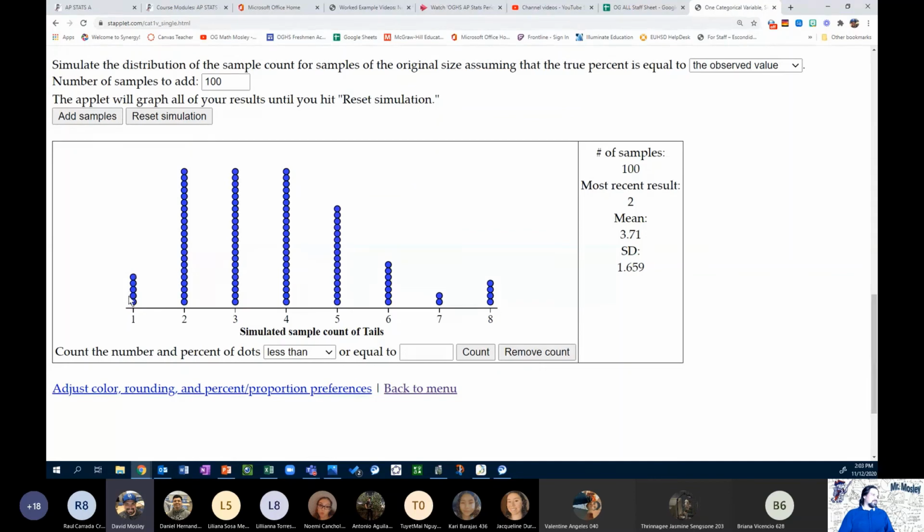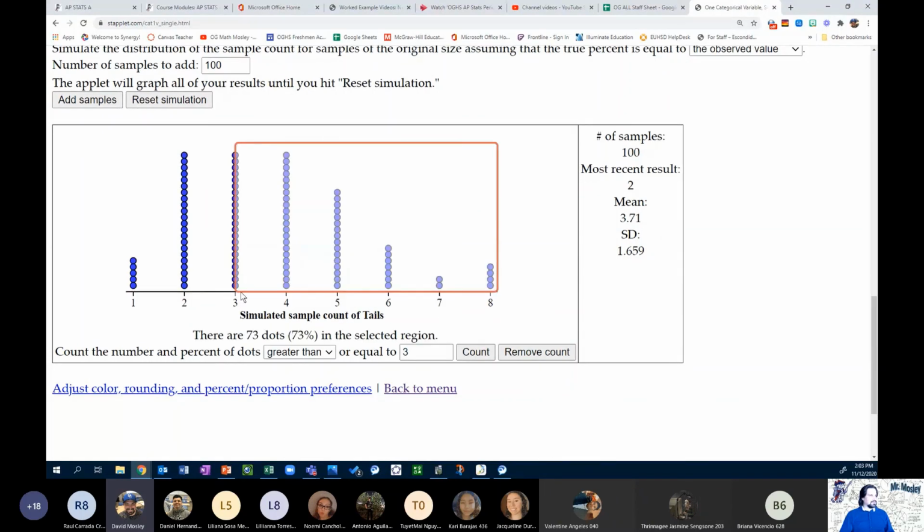So each of these represents, okay, well, there was 1, 2, 3, there's 5 times where only one tail was observed, right? There was 4 times where 8 tails were observed in 10 flips of a coin, right? 2, 3, and 4 seem to be the most common. But here's what else we can do. I can say, okay, count the number and percent of dots greater than or equal to 3. That's what I've been asked about. What's the probability of getting 3 or more, right? And then so we're at 3 or more, and we're going to count. So it shows me 3 or more, right? There are 73% in the selected region.